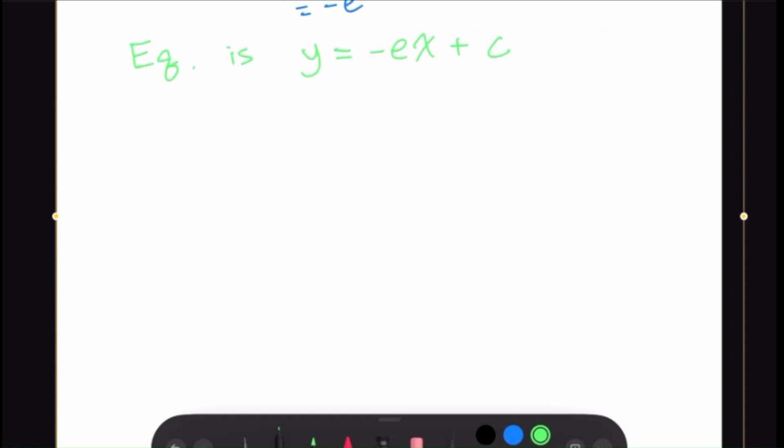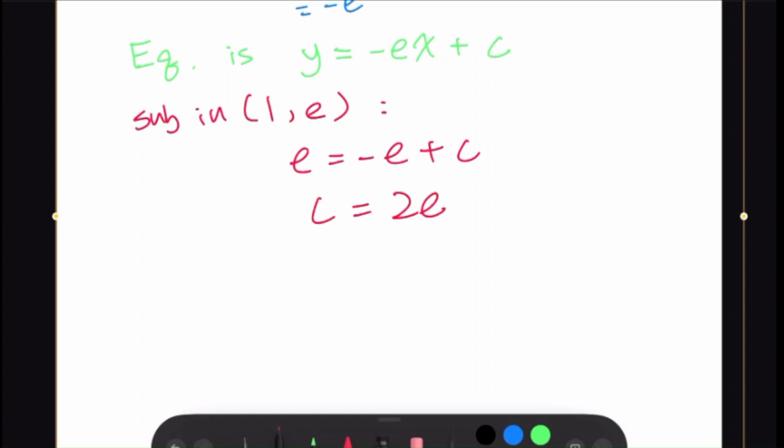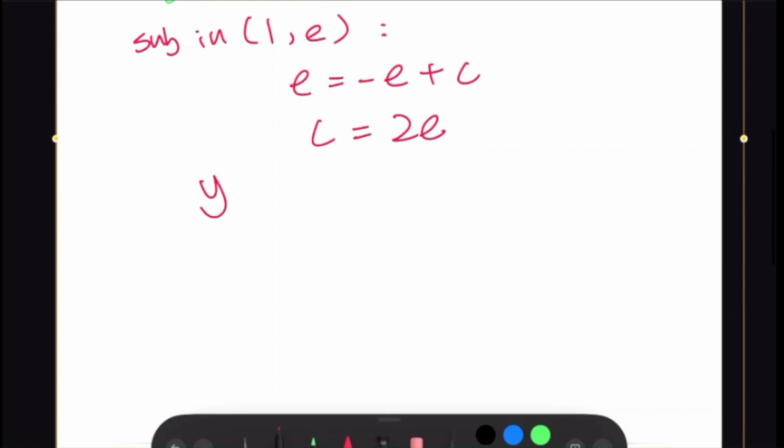So I'm just going to keep solving this for the people who haven't done it yet. In order to find the value of c, we can sub in 1 and e into the point, and c would be equal to 2e. Boppy, let me check. Negative ex plus 2e. Yep, that looks about right. So y then equals negative ex plus 2e.